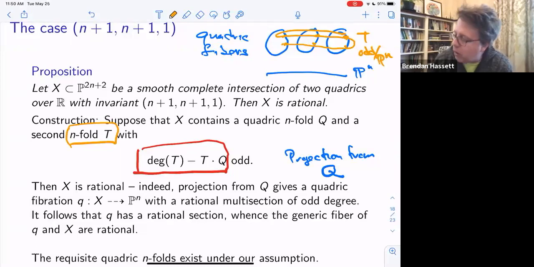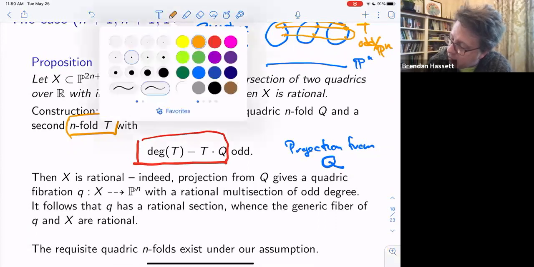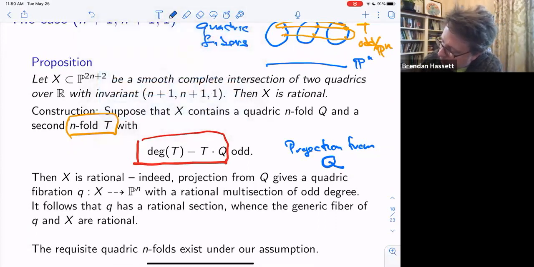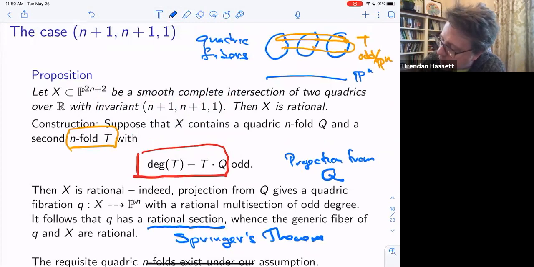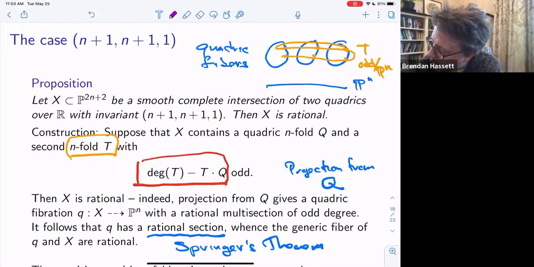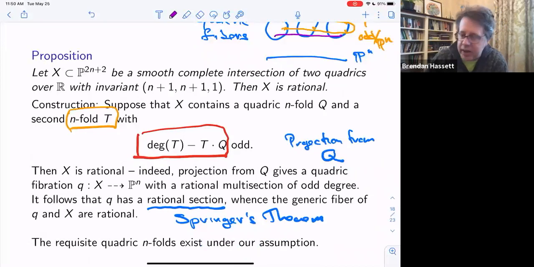Well, if I have a quadric fibration with a rational multisection of odd degree, it will actually have a section. So the existence of a rational section, this is generally known as Springer's theorem. And so the Springer theorem will give us a section of this fibration. Well, let me draw it here. But if you have a quadric hypersurface fibration with a section, then it's rational over the base. And since the base is projective space, it's rational over the ground field.